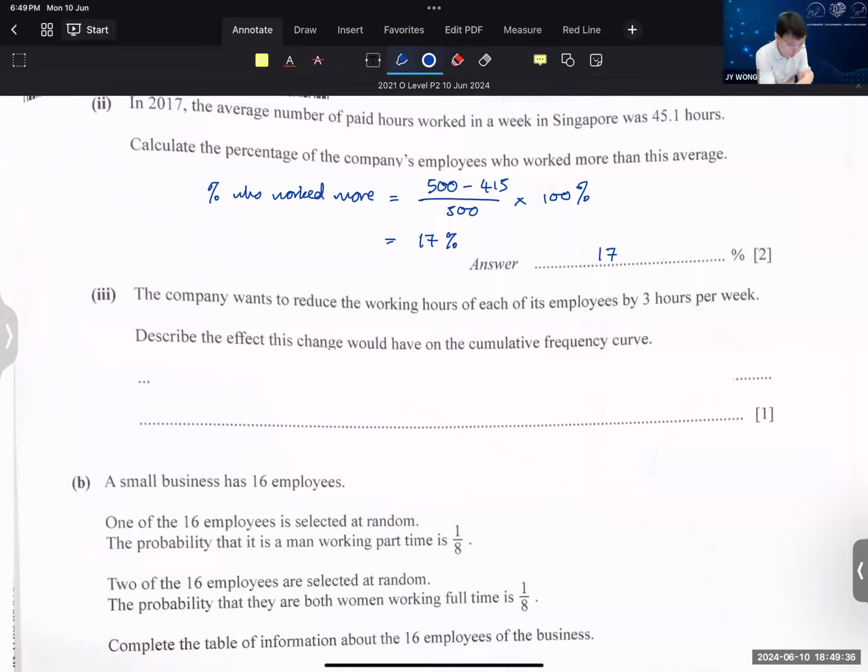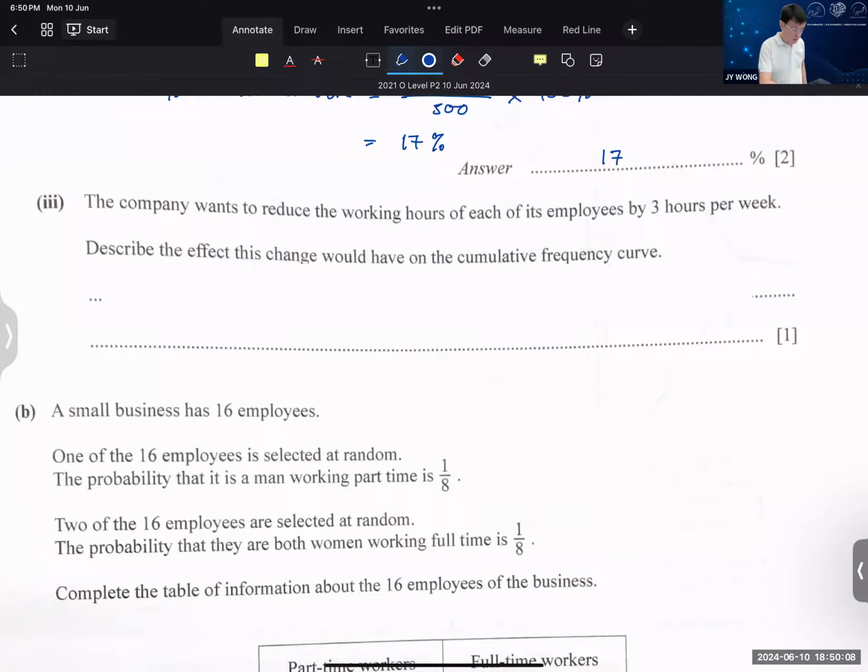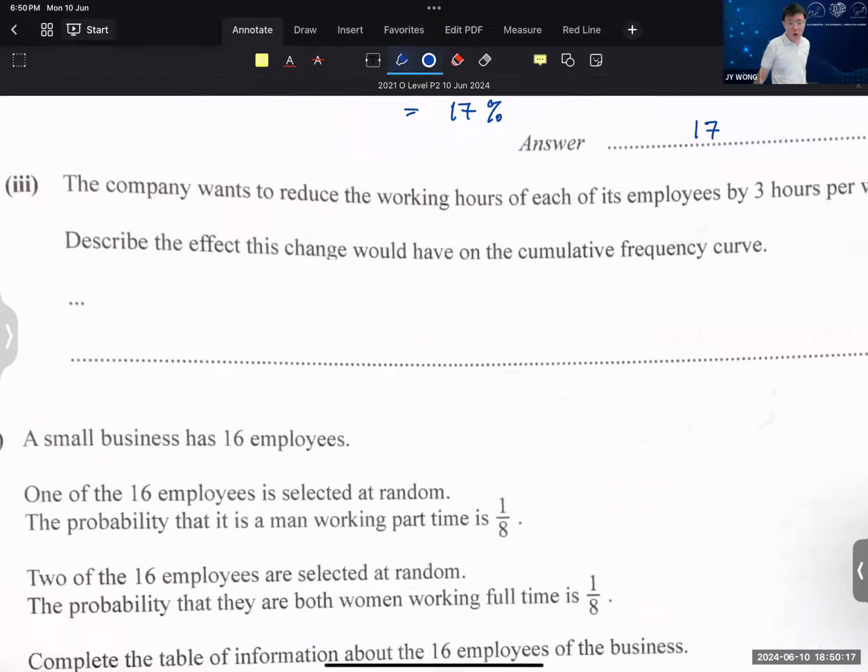The company wants to reduce working hours of each of its employees by 3 hours per week. Describe what effect this will have on the graph. This one very interesting. If I reduce every employee by 3 hours, how does that affect the graph? If this is a cumulative frequency graph, you shift the entire graph to the left. That's all. Nothing else will change.